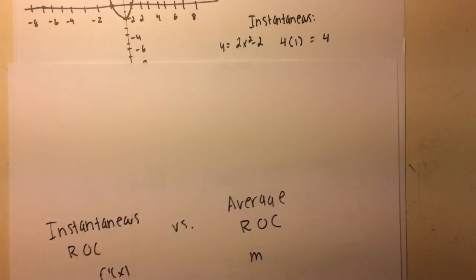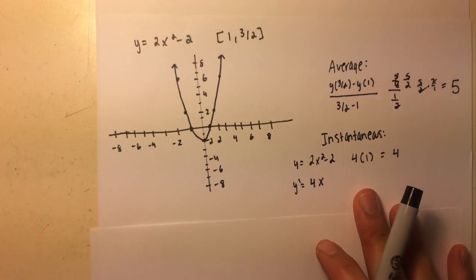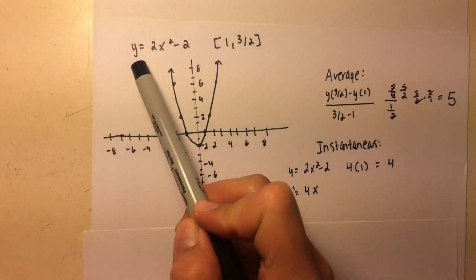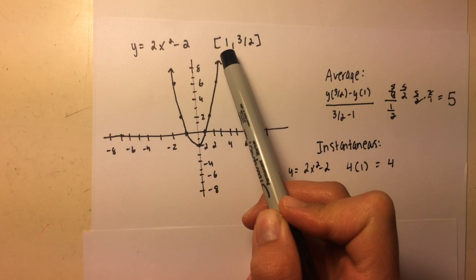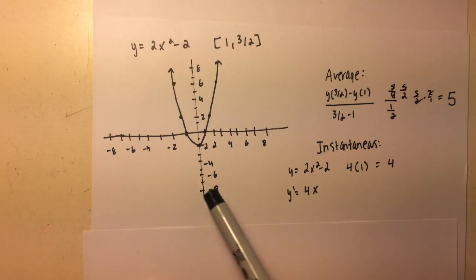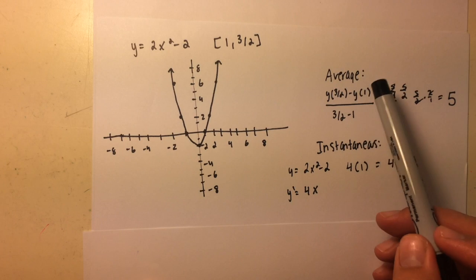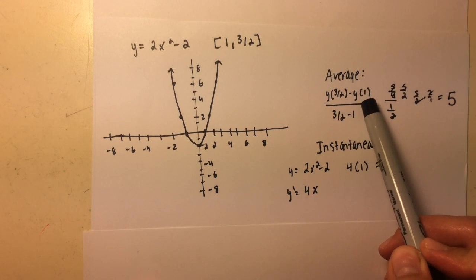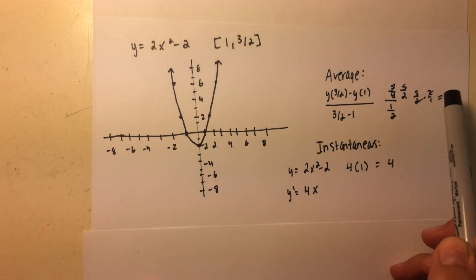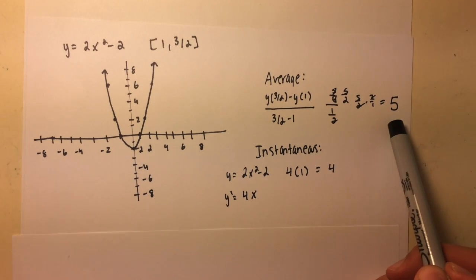So this can be seen in this graphing example. We're given this function, y equals 2x squared minus 2, in the domain 1 to 3 halves. This could be observed on the graph as well. The average rate of change is just y2 minus y1 over x2 minus x1. When you solve it out, you get 5.